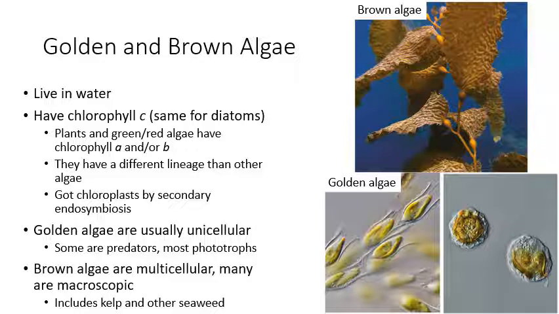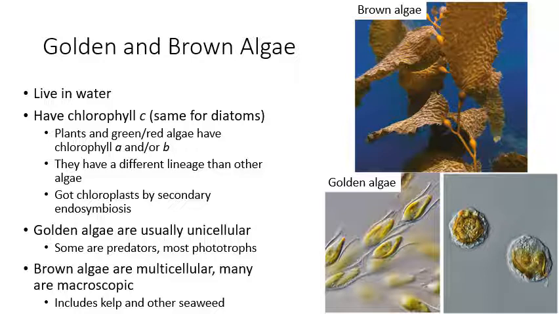The golden algae are unicellular in general, whereas the brown algae are multicellular. A lot of the brown algae are macroscopic, and you can see them with your eyes. They are not microbes. For the golden algae, most of them are phototrophs, but some of them have lost photosynthesis, and they're now living as predators on bacteria.